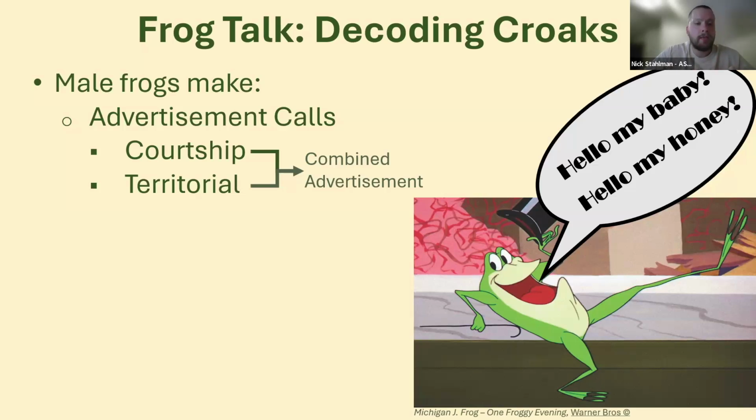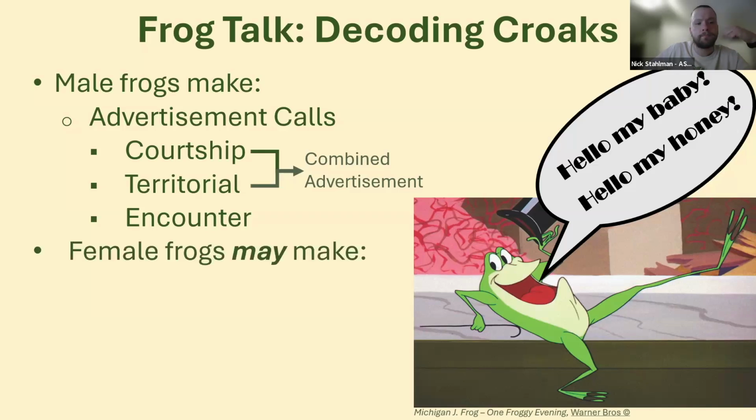It gets the name because the call actually sounds like "coqui, coqui," and the "co" is thought to be the territorial, and the "qui" is the courtship. So that whole thing is actually simultaneously trying to bring in the females and tell the males to stay away. And if a male enters their territory, they'll actually have encounter calls to really say, "Whoa, things are getting serious." Some female frogs may actually make reciprocation calls. This is very uncommon though.